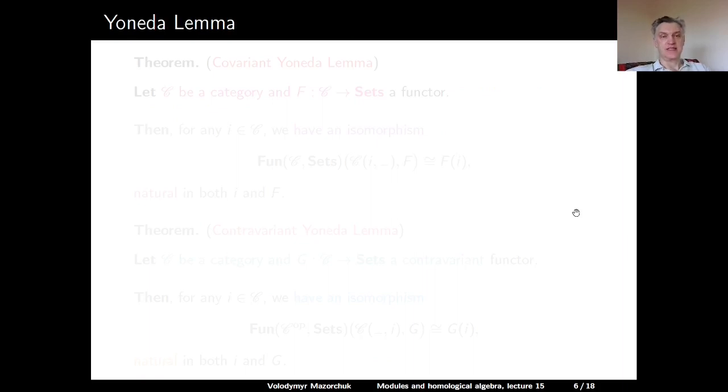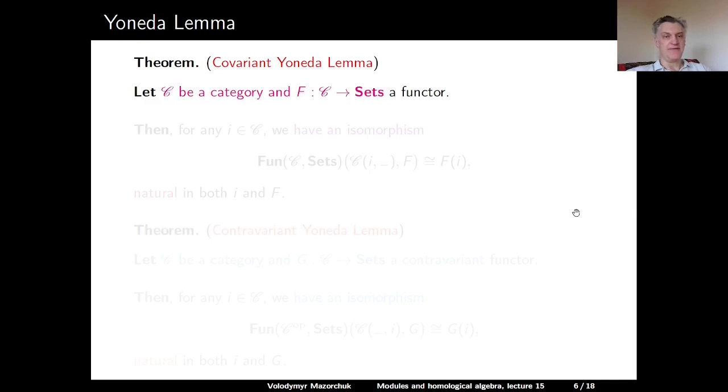Next, we would like to establish uniqueness of adjoint functors, and for this we need to discuss the category theoretical statement, which is called Yoneda lemma. Here is the covariant version of the Yoneda lemma. Let C be a category and F a functor from C to sets.